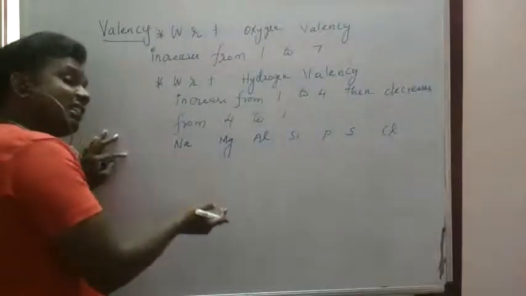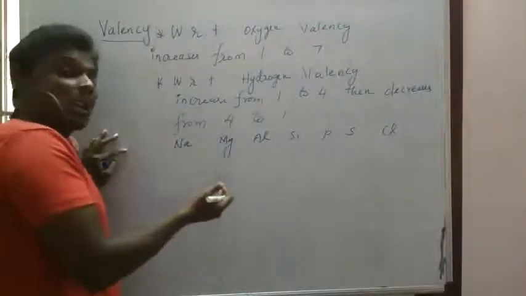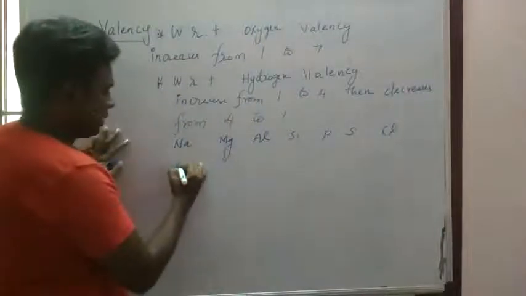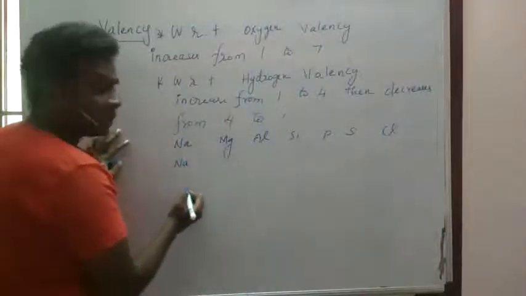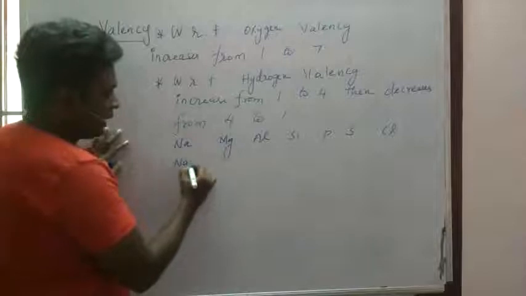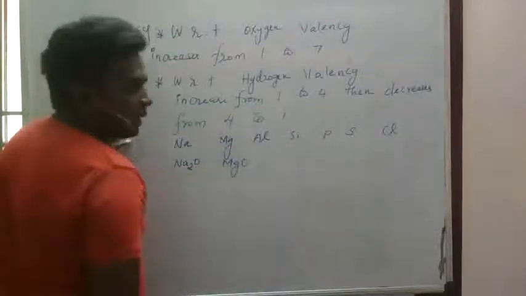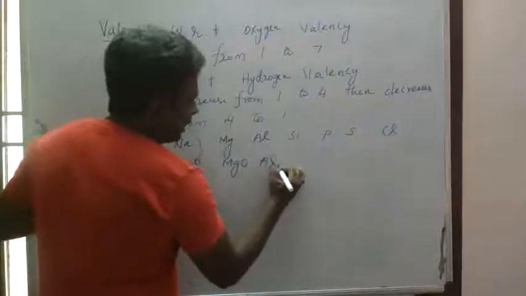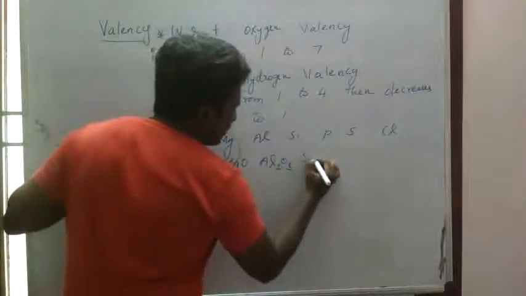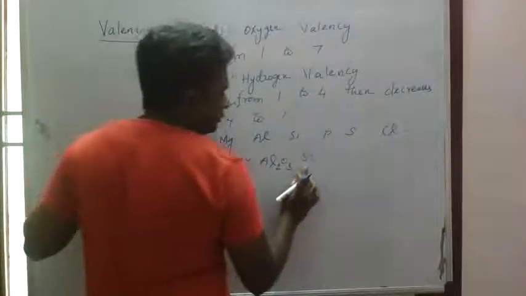If you take the third period metal oxides, I have taken sodium oxide, formula Na2O. Magnesium oxide, formula MgO. Aluminium oxide, formula Al2O3. Silicon oxide, formula what will come?